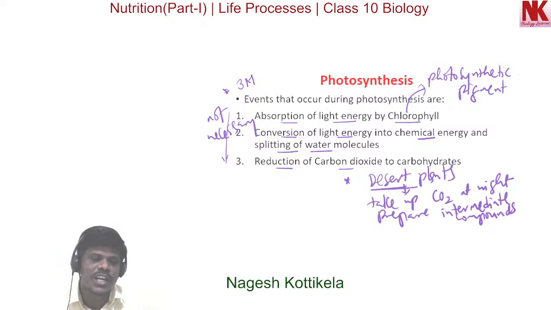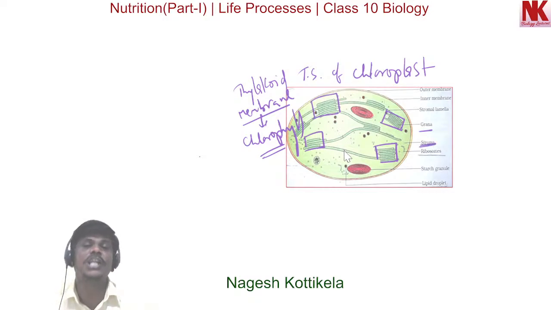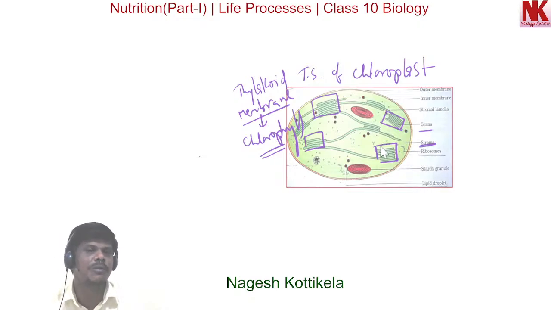Now till now we have discussed the mechanism of photosynthesis. Grana is the site for the light dependent phase of photosynthesis. The stroma, this fluid part inside, is the site for the light independent phase or dark reaction. I repeat this once again. What is the site of light dependent phase? It is grana. And what is the site of light independent phase? That is stroma. So this is about the site and the mechanism of photosynthesis.